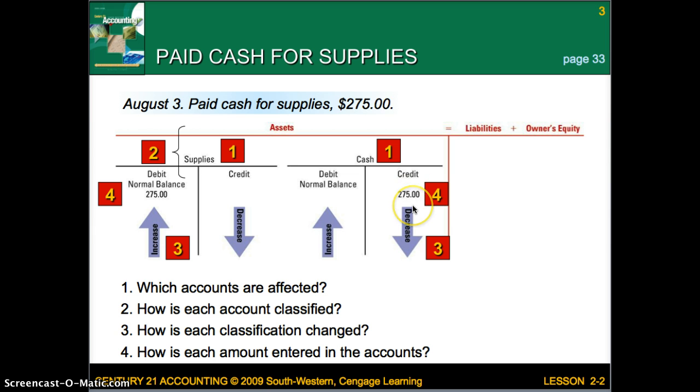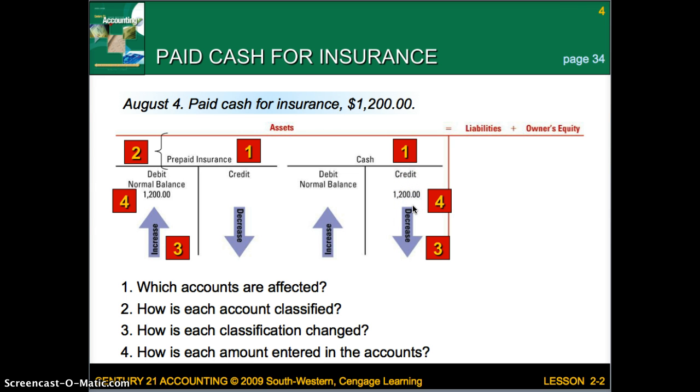Cash, we're going to do a credit of 275. The next transaction we have is August 4th. We paid cash for insurance. What 2 accounts are affected? Cash and prepaid insurance. Okay, here's my 2 accounts.